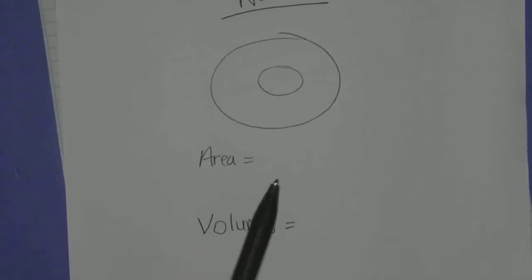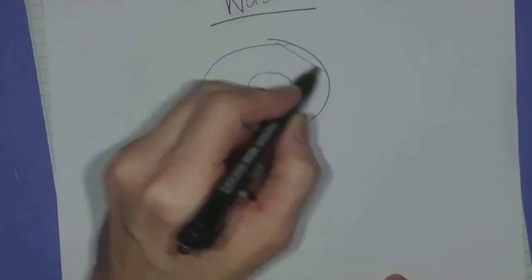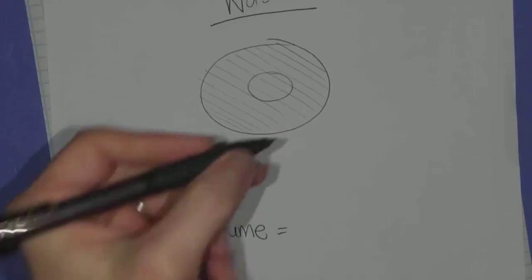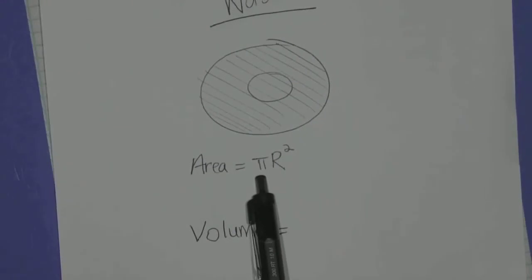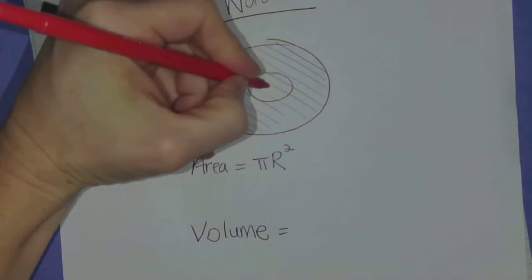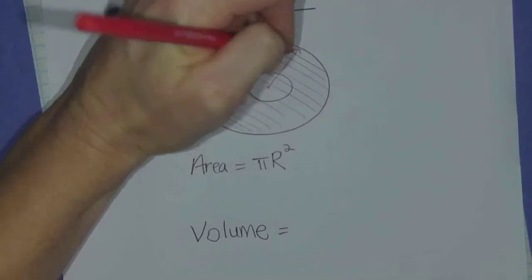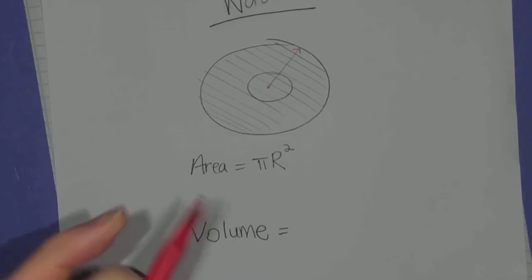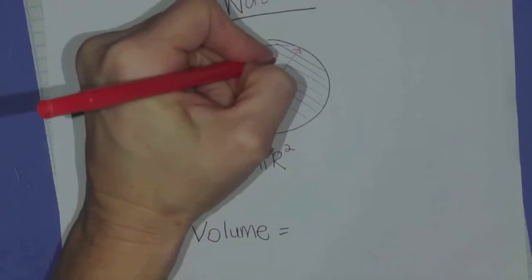To find the area of a washer, all we're going to do is take the area of the entire circle, which I know is pi r squared. Now, I'm going to actually call that pi times capital R squared. Reason being, if I measure from the center of the washer out to the edge, that is actually the bigger of two radii that we're going to discuss. So I'm going to call the area of this whole circle pi times capital R squared.